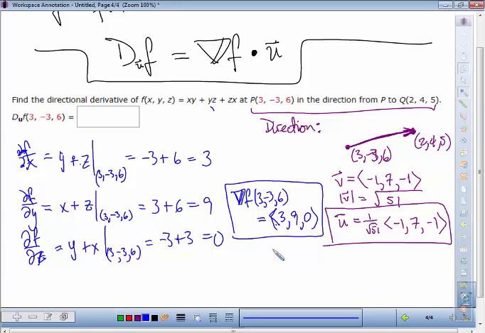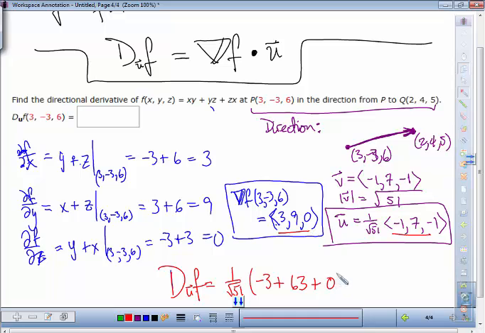So the directional derivative, the thing that we're looking for, is going to be given by the dot product of these two vectors. So I'm just going to do the dot product and take out the 1 over root 51. And then 3 times -1, 9 times 7, oops, this isn't a comma, this is a plus, and then 0 times -1, so 60 over root 51.